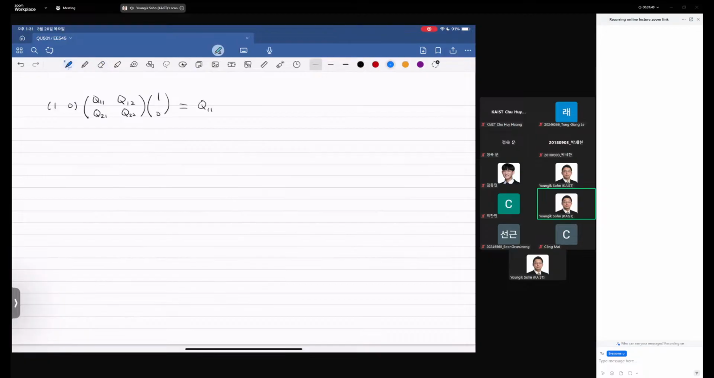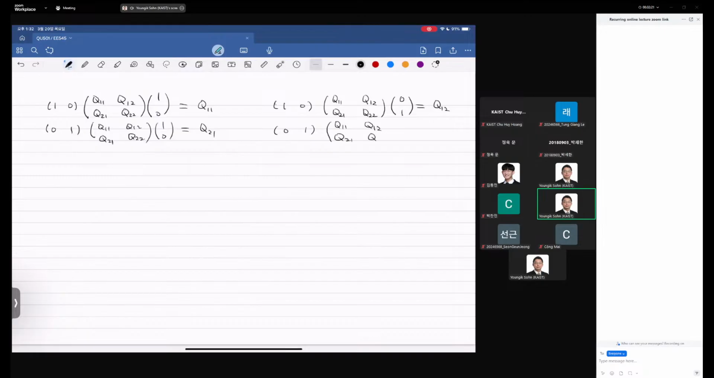And then you can keep doing the exact same thing. Let me go a bit quicker. 1, 0, 1, 0, the same matrix. This time 0, 1, and then you get Q12. Then 0, 1, Q11, Q21, Q12, Q22, 1, 0, and you get Q21. Lastly, 0, 1, the same thing.